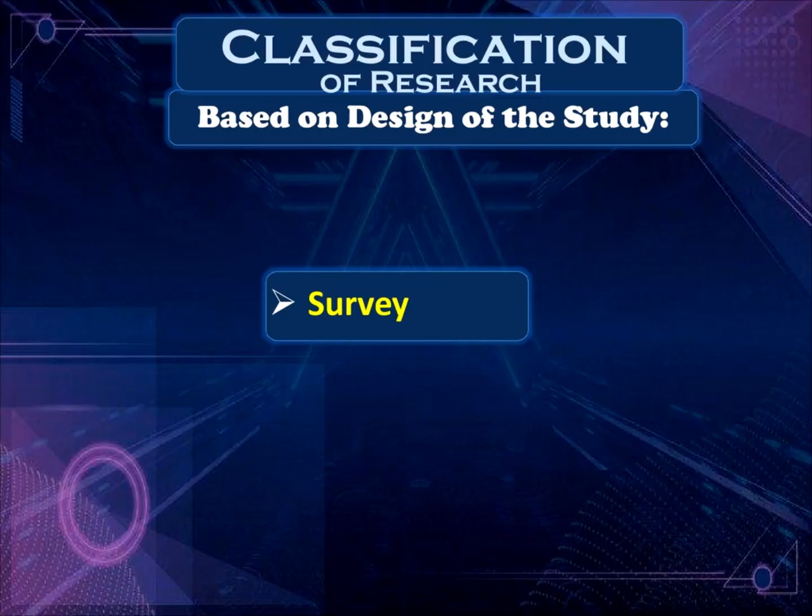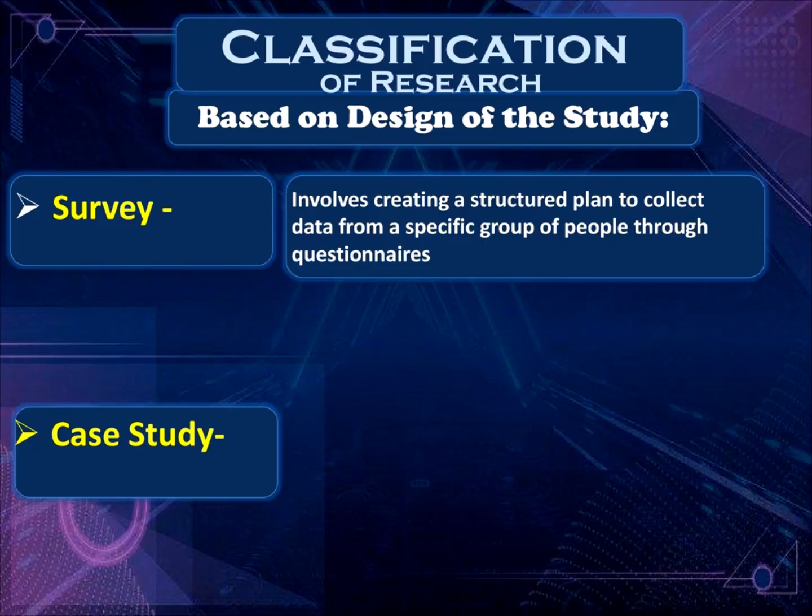So we'll go to the first one, which is survey type of research. In this kind of design or classification, what do we speak about? We say it involves creating a structured plan to collect data from a specific group of people through questionnaires. You would have seen so many times, whether in front of your college or in the mall or in the theater, there are some school students with a questionnaire, and they're asking you questions, maybe 5 questions, 10 questions, 20. It depends. Or they are going from home to home asking some questions.